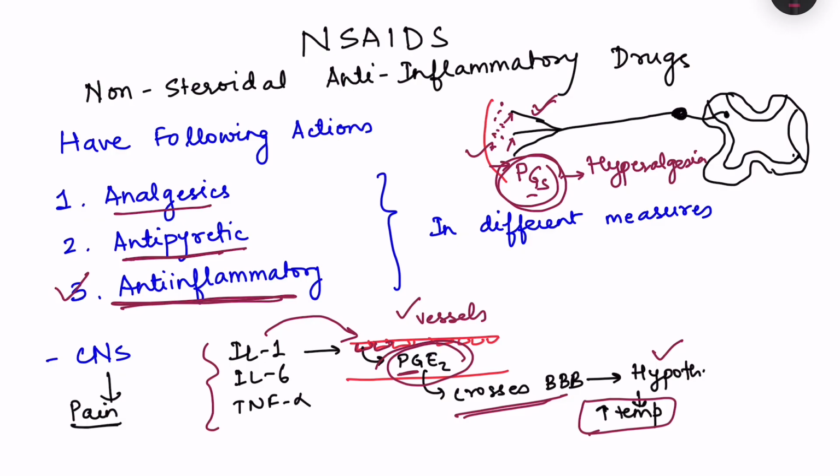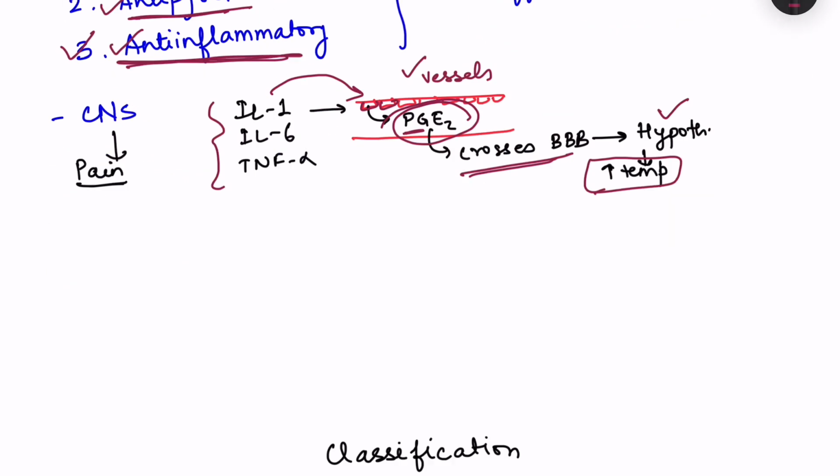So three fundamental actions of NSAIDs we should remember: analgesic, antipyretic and anti-inflammatory. However, we will see that various NSAIDs differ in the amount of these actions. Some may have more analgesic action, some may have more anti-inflammatory action, that we are going to see further.